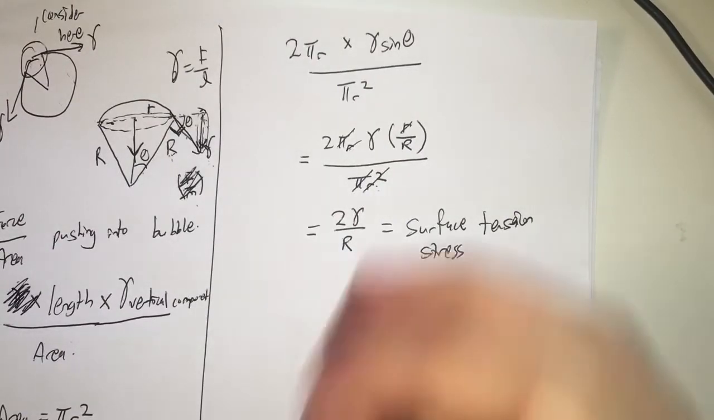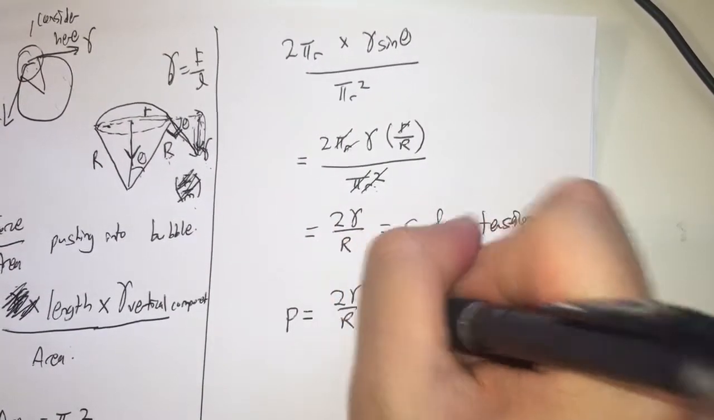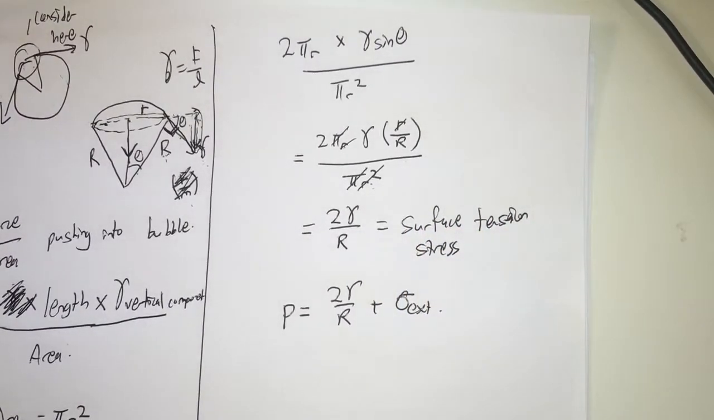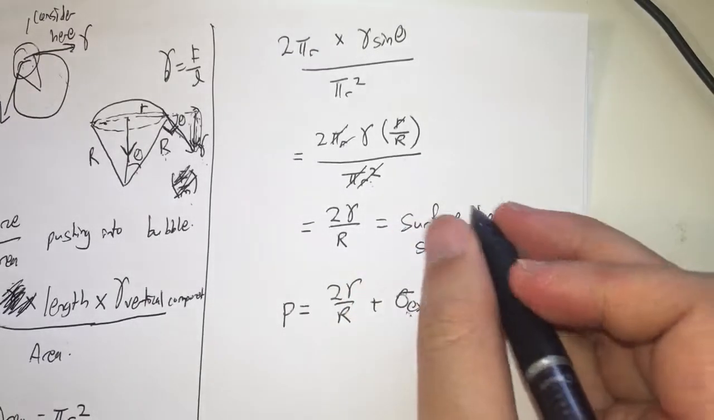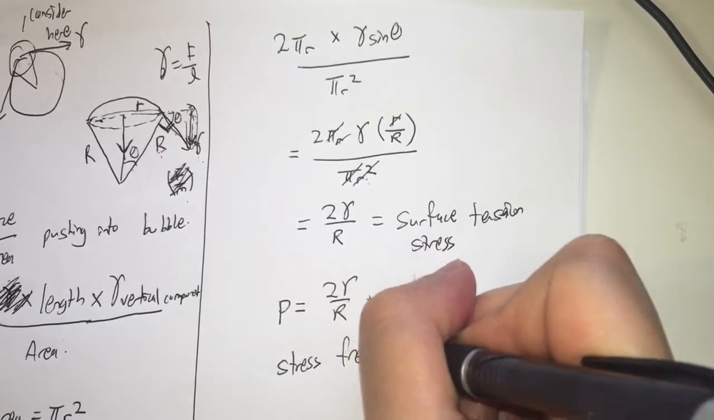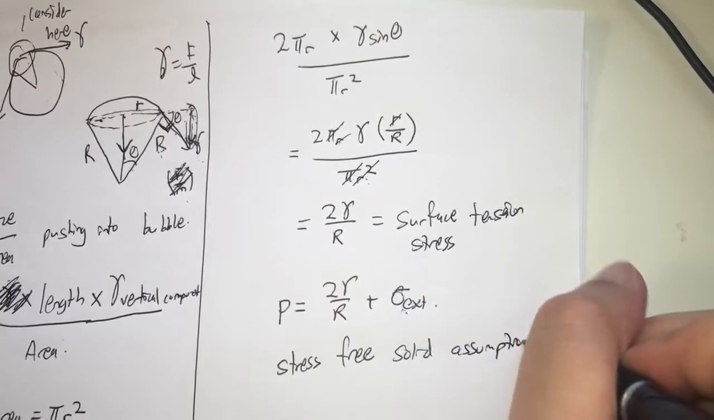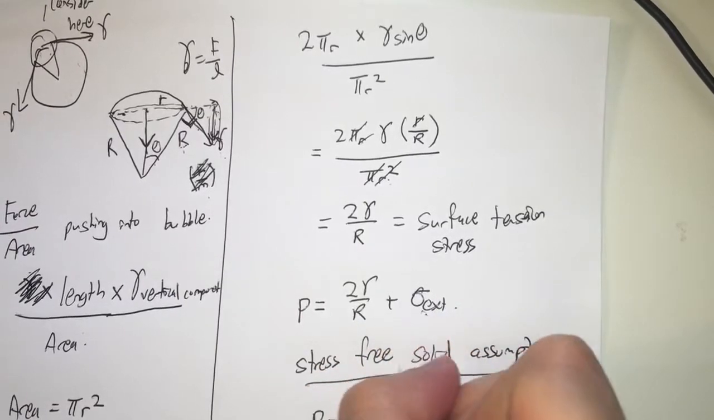So P equals 2 gamma over R plus sigma external. But again, for simplicity's sake, we are just going to ignore this, and we assume a stress-free solid, which is quite applicable for our fuel. Stress-free solid assumption. Okay, so P equals 2 gamma over R.